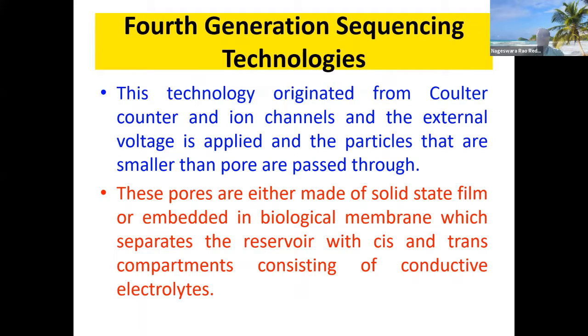Okay. So when the ion passes through these membranes, there are cis and trans compartments, and electrolytes are there. When these electrolytes allow this DNA to pass through this membrane between the cis and trans compartments, a voltage fluctuation is generated, and that voltage fluctuation is useful for detection of the nucleotide.